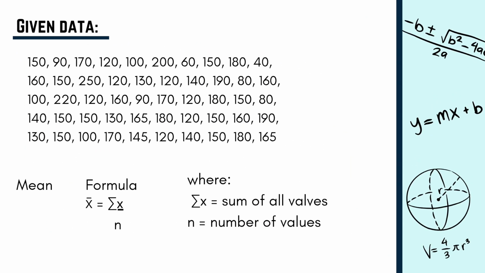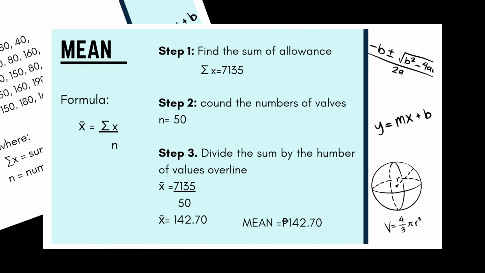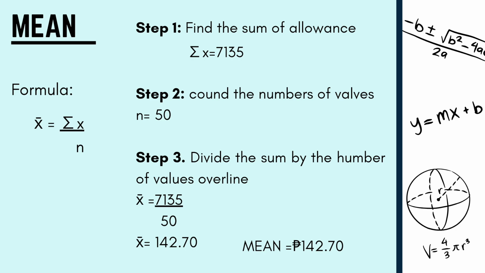I used the mean to determine the average allowance of the students. First, I gathered the given data, which consists of 50 daily allowance values from randomly selected students. The values range from 40 pesos up to 250 pesos. To solve for the mean, I used the formula where the sum of x represents the sum of all the values and n represents the total number of values.